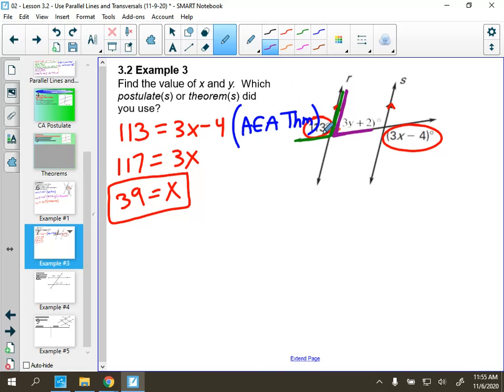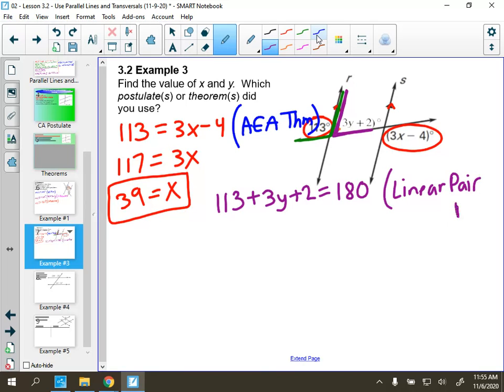I see those two, and this is actually going back to the previous chapter, chapter 2. These are what we would call a linear pair. So the linear pair postulate says those aren't equal, they're supplementary. So my algebraic setup is 113 plus 3y plus 2 has to equal 180 degrees. If I want to justify it right away, that is because of the linear pair postulate. All right, so there's my justification.